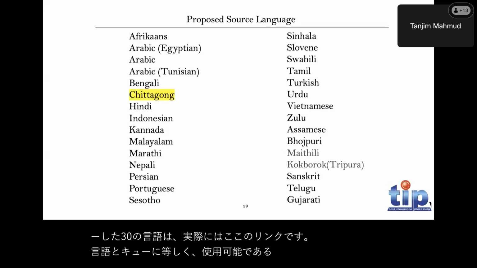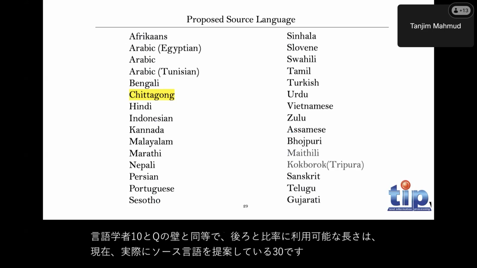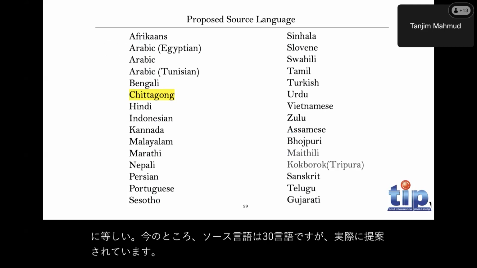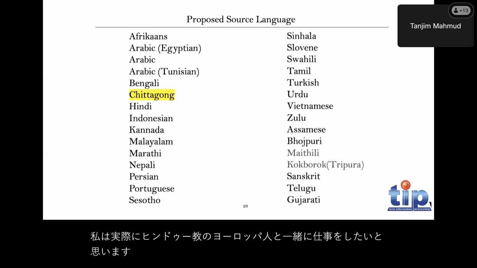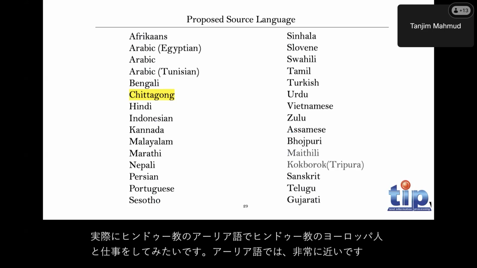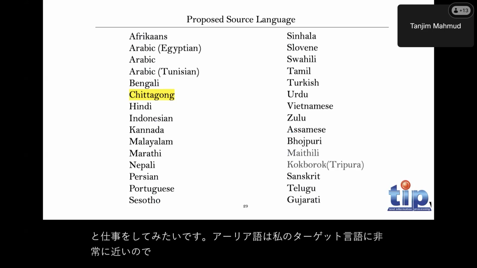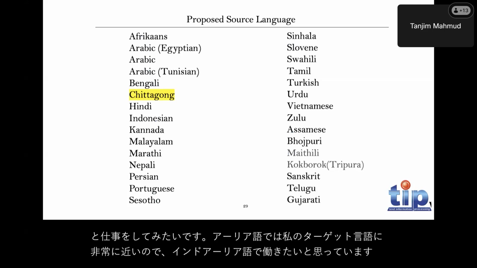The proposed source languages are currently the 30 languages, but I would like to work with the Indo-European, Indo-Aryan languages. Indo-Aryan languages are very close to my target language, so I would like to work with them. This is now the research purpose.